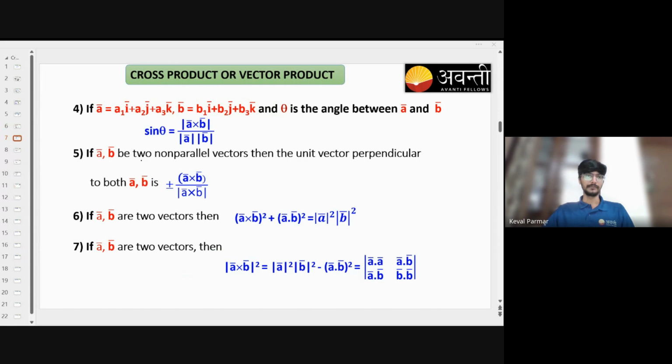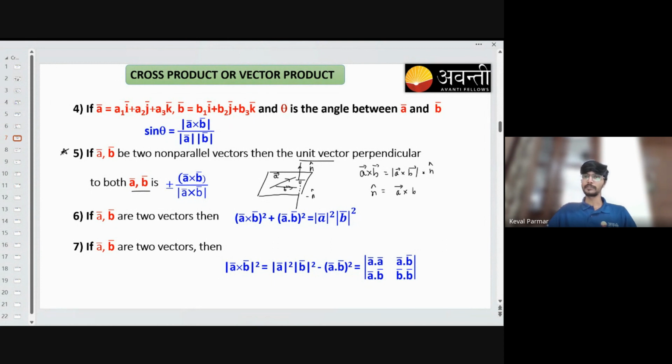This you already saw, right? Now, the fifth one is important. I think we already discussed it, correct? If A and B are two non-parallel vectors, then the unit vector perpendicular to both, the upward one will be n cap, and the downward one will be minus n cap. By definition, we know that A vector cross B vector is mod of A vector cross B vector into n cap. So from here, I can write n cap as A vector cross B vector upon modulus of A vector cross B vector.